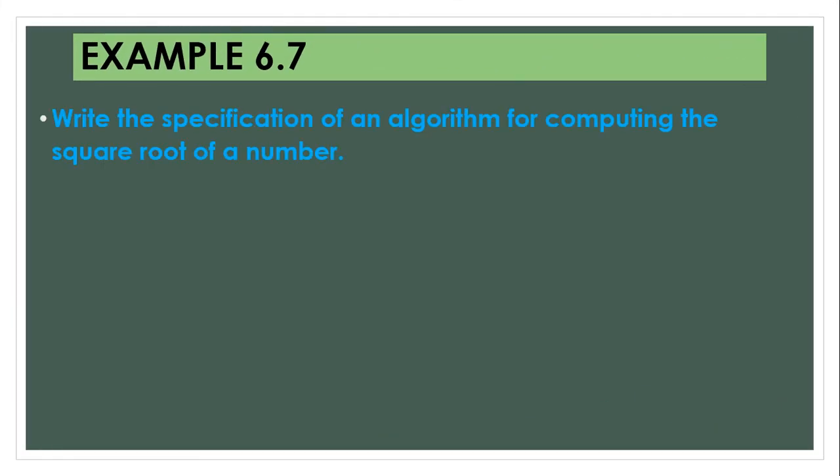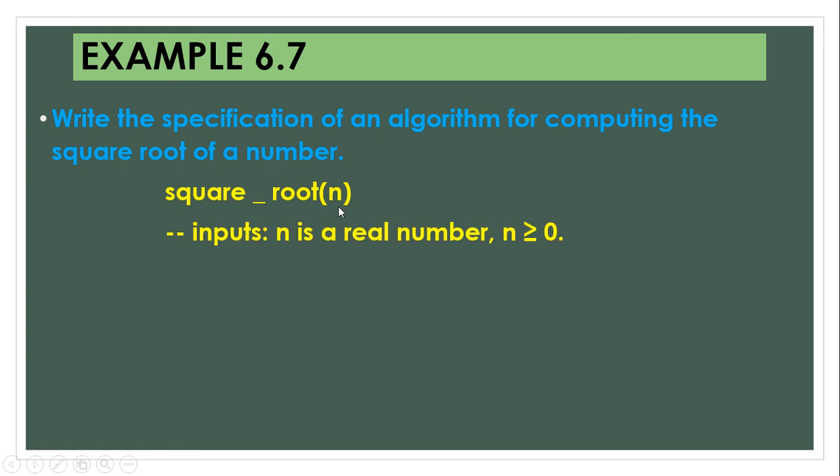Then the last example, finding the square root of a number. If we have to find the square root of a number, how many inputs do we need? Only one input. The name we have given to the algorithm is square root. We are taking only one input here, that is n. To find the square root of this number, it should be a real number, and the n value should be either 0 or greater than 0, not a negative number. This is the property I am giving.